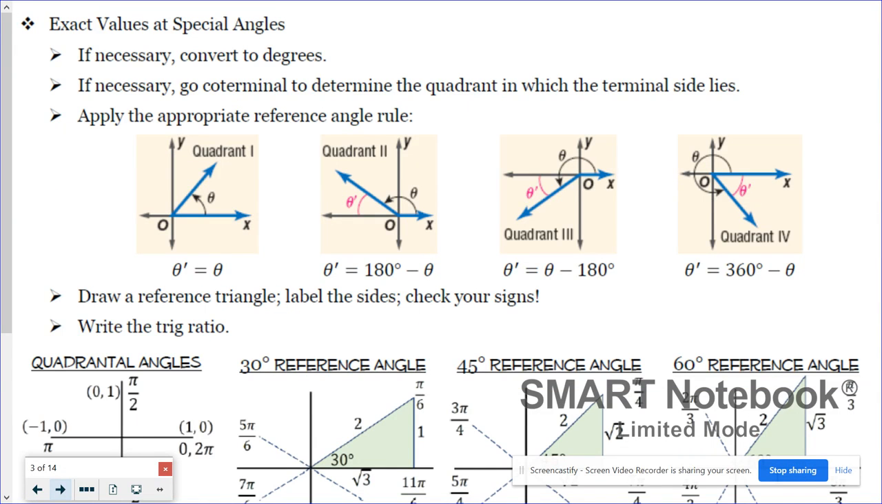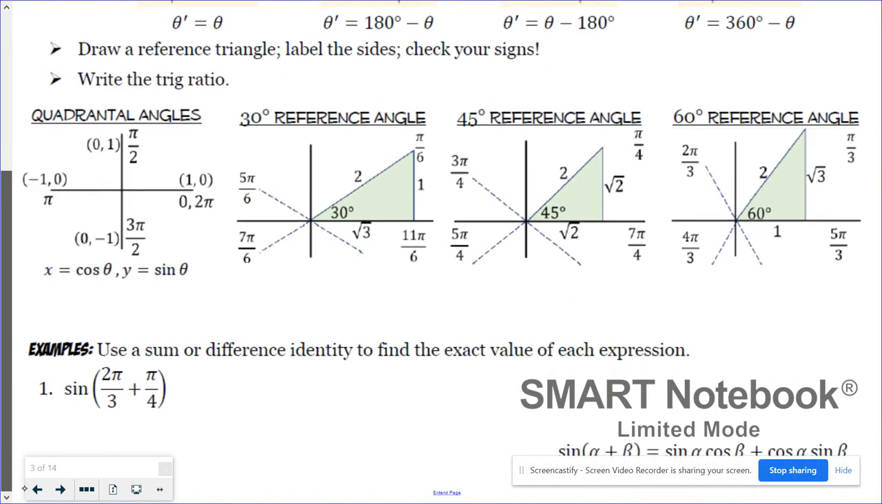So previously, I reviewed with you all how we can find exact values at these special angles. What makes this easier for us is I also shared with you this diagram with the quadrantal angles, the 30, 45, and 60-degree reference angles. And so these are going to be helpful to us here as well. It's going to make drawing those reference triangles for our two angles much easier.